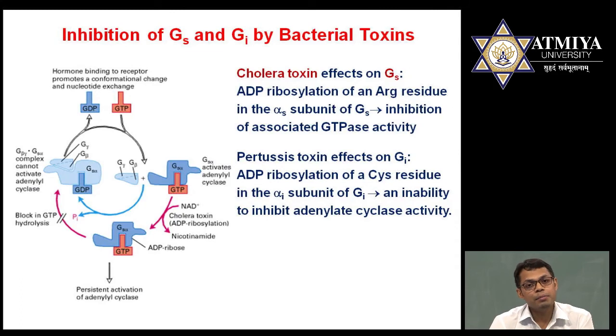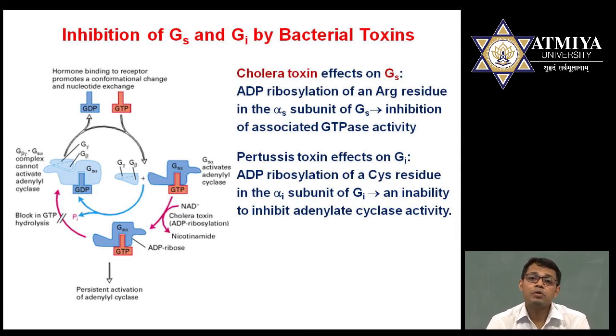Pertussis toxin plays a similar role, but its binding site is different. Pertussis toxin will affect GI, that is, G inhibitory. As I already told you, G inhibitory is inhibitory in function. The role of GI is to decrease the level of cyclic AMP. It means if cyclic AMP is not required, GI should decrease the level of cyclic AMP.